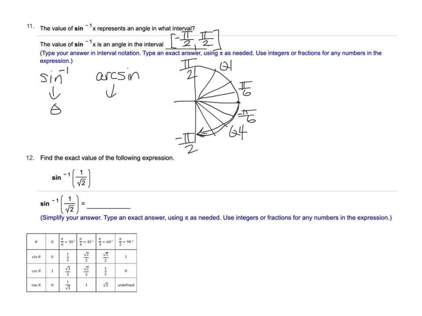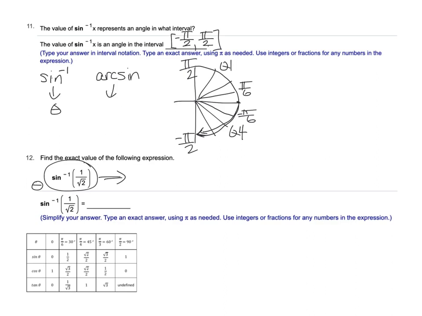So let's look at number 12. Find the exact value of the following expression. When we have the inverse sine, I like to rewrite it because remember, this whole thing right here, the answer is going to be some kind of theta.